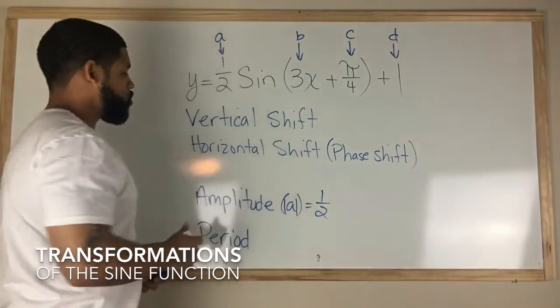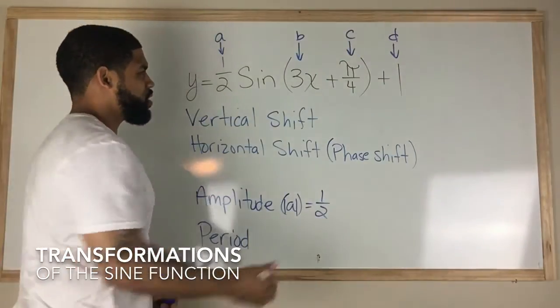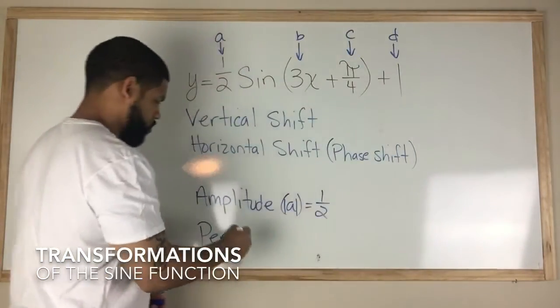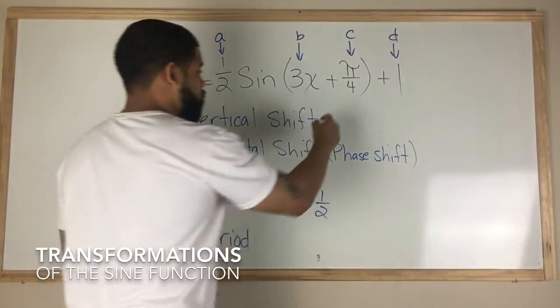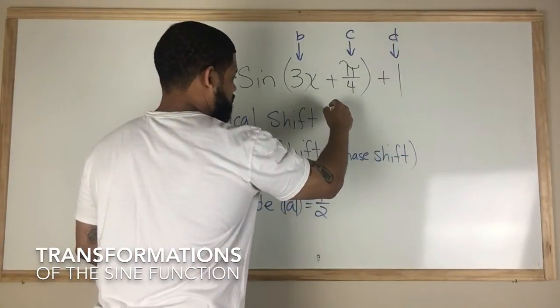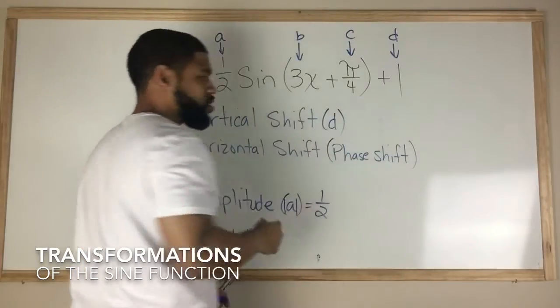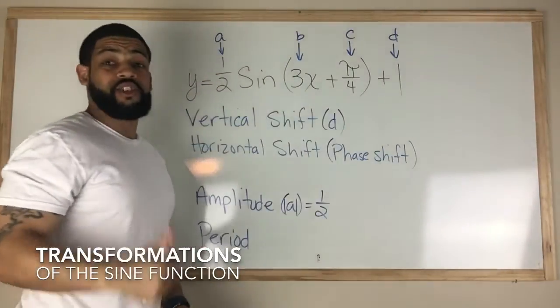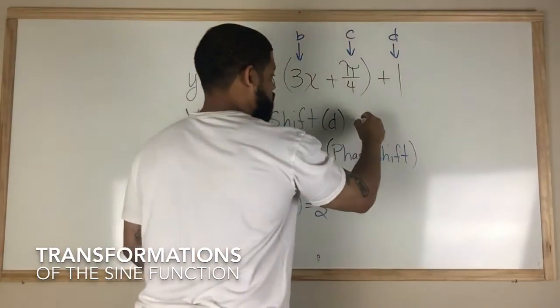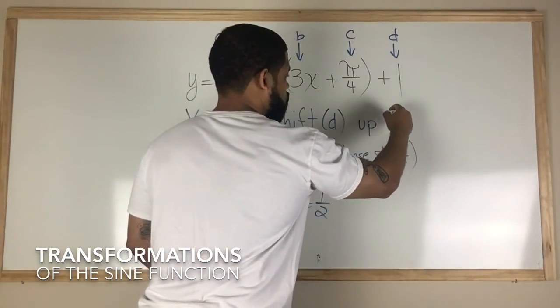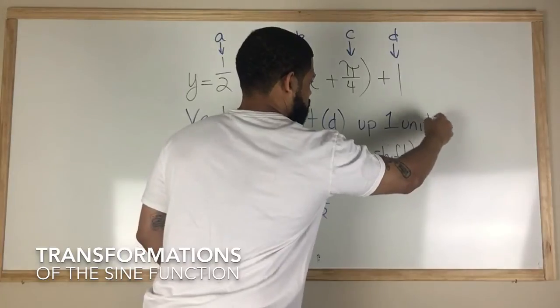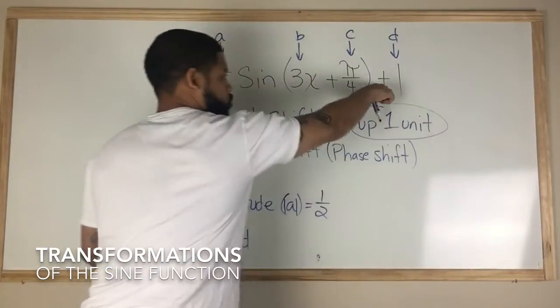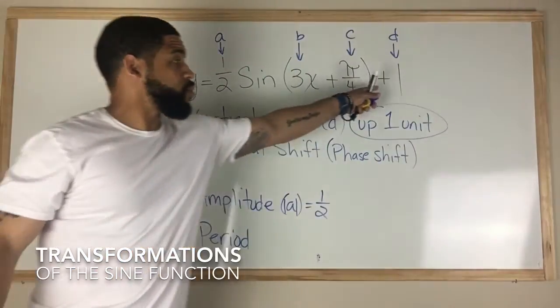So let's go next. The easy one is going to be the D. D is going to be the vertical shift. In this case, because it's +1, it's going to be up. So we're going to shift up 1 unit. This one we have +1 is going to shift up 1 unit.